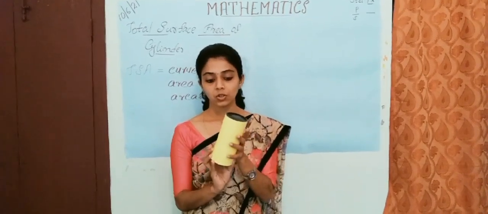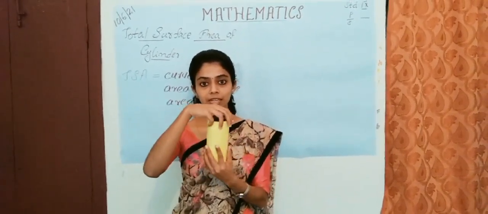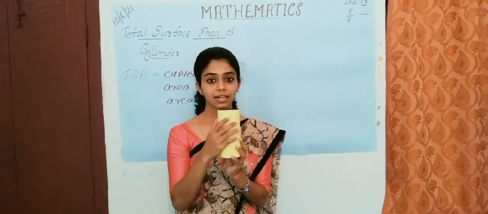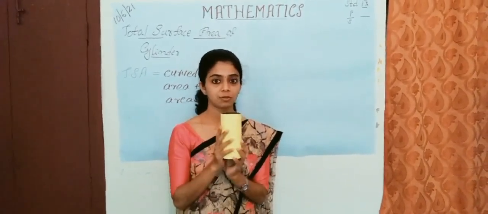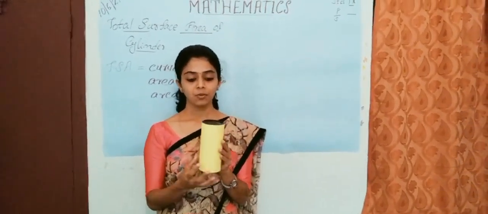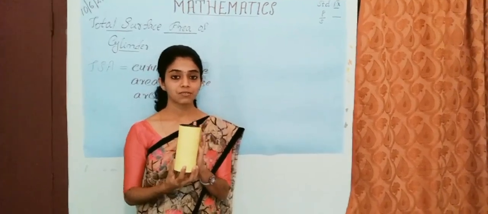So, you will get an object like this when we wrap the rectangular sheet around the cylindrical shaped object. All of you got it? I hope all of you have obtained an object like this. Am I right? Okay. Now can you say what will be the curved surface area of the cylinder?